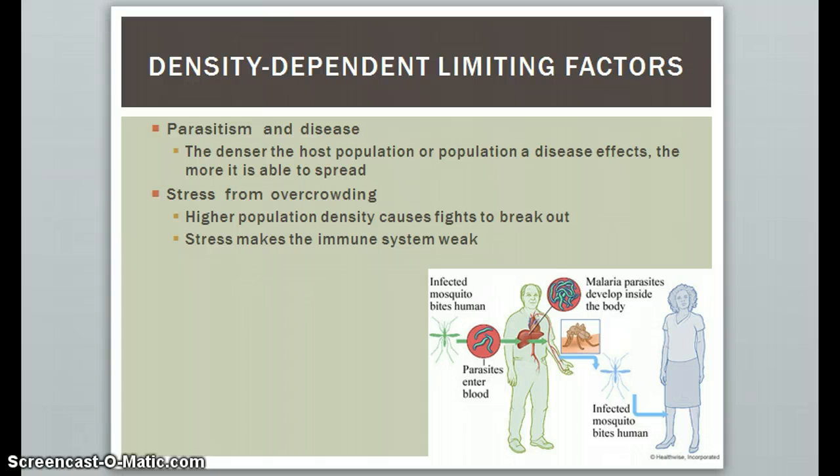Stress due to overcrowding can also limit the size of a population. It does this in two ways. When the population density is higher, more fights tend to break out. It even happens in humans. Look at how crowded inner cities are compared with suburbs and rural areas, and how much more crime you're likely to find in inner cities. Stress can also make the immune system weak, which leaves an individual more open to disease.